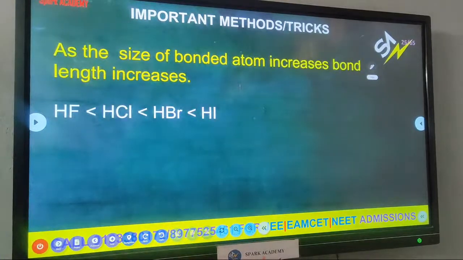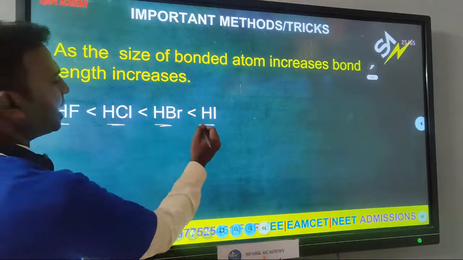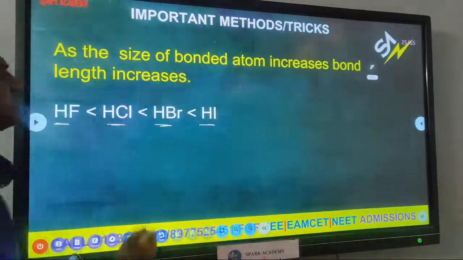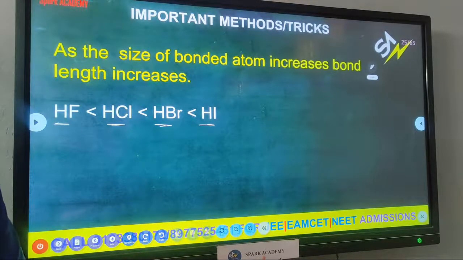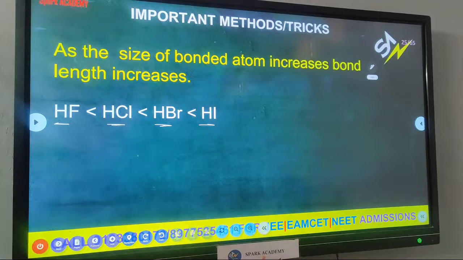Now one more application we see. The second application regarding the bond length: as the size of the bonded atom increases, bond length increases. See here, HF, HCl, HBr, HI. What is common in these molecules? Hydrogen is common. When hydrogen is common, we can go to the next element. What is the next element here? Fluorine, chlorine, bromine, iodine. So as the size of the bonded atom increases, bond length increases.